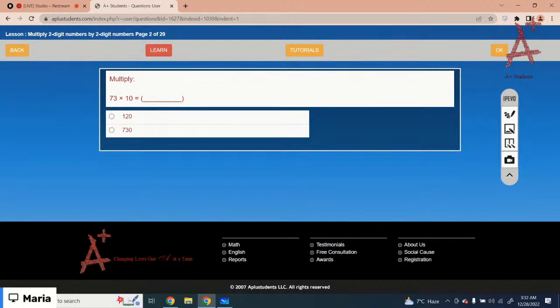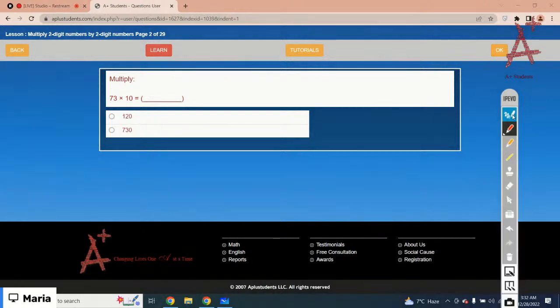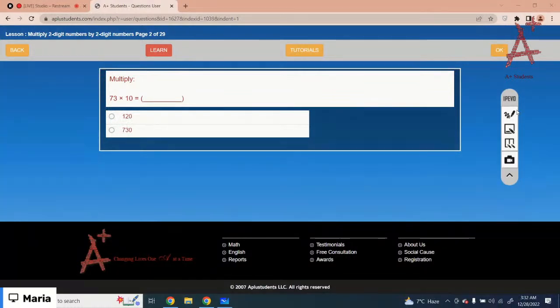Okay, the next one is you have to do 73 times 1. So let's just do it. We always multiply the non-zero numbers. Got it? Just do 73 times 1. It is 73 and add a 0. You have just one 0. So add a 0 over. It would be 730. Got it? So the correct option is 730. Just select the correct option and click on the OK button.